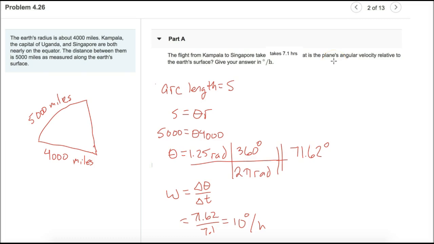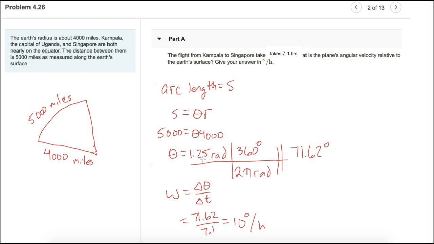This is the plane's angular velocity. They want to know what that is relative to the Earth's surface, and they want our answer in degrees per hour. So basically, the first thing we need to do here is find out what that angle is. We're looking for this interior angle here. We know the arc length is 5,000. We know the radius is 4,000. And so you end up with 1.25 radians.